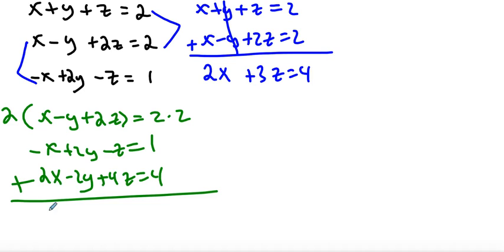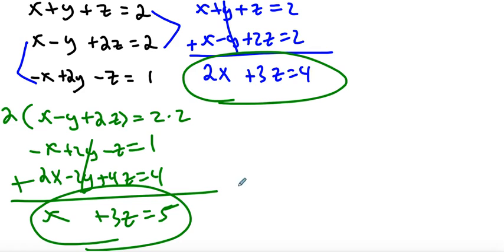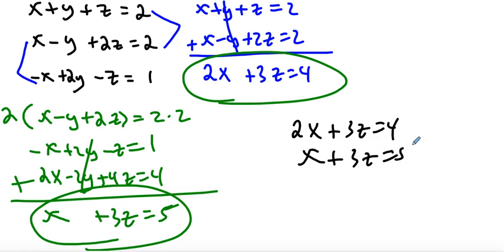Now if I add these together, the y's are gone, and I get 3z is equal to 5. Now I want to use this equation and that equation because I have x and z. So I'm going to put those 2 together. Sweet. And now I have 2 variables here, and we find that to be much easier.